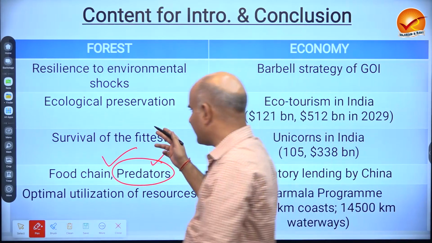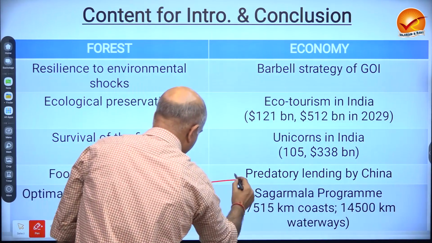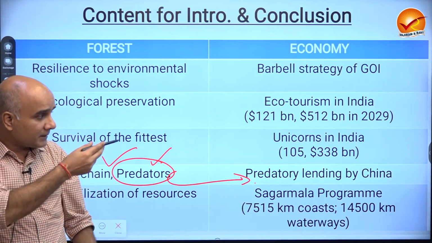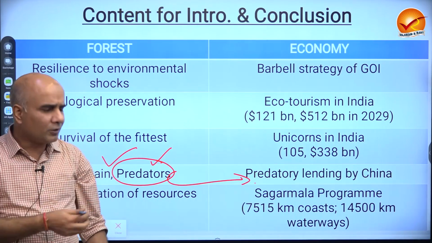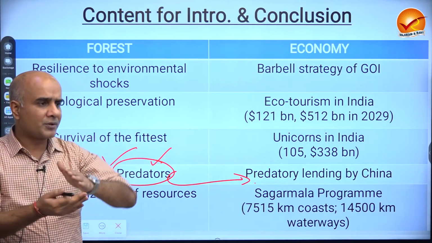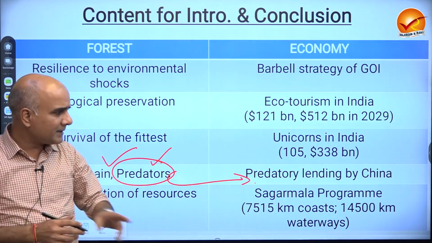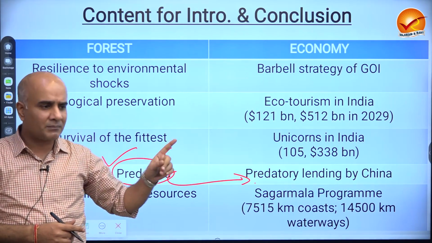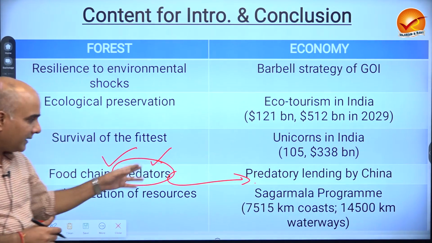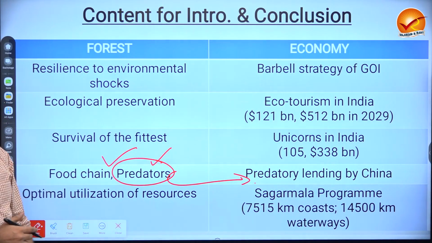And here, whose example can you give? In the economic domain, this takes the form of predatory lending, especially by this country called China. Now here, we would try not to be too critical. We'll try to be as institutional as possible by saying that predatory lending can have disastrous consequences for the borrowing country. And who's teaching us that? Again, we're getting that learning from the forest.